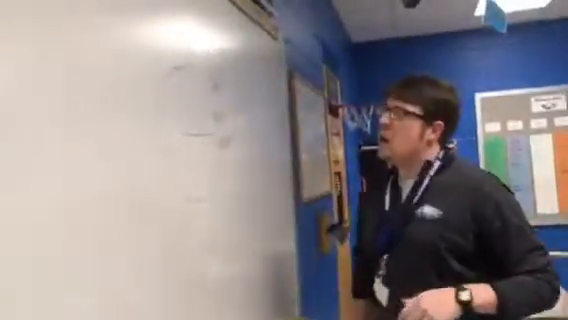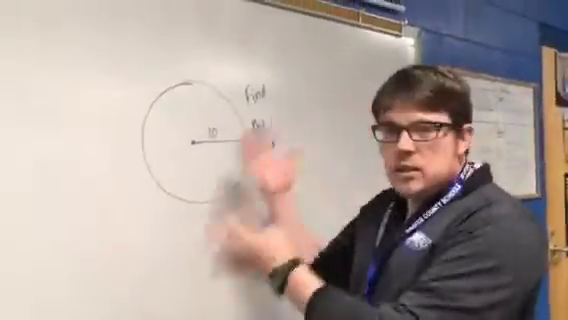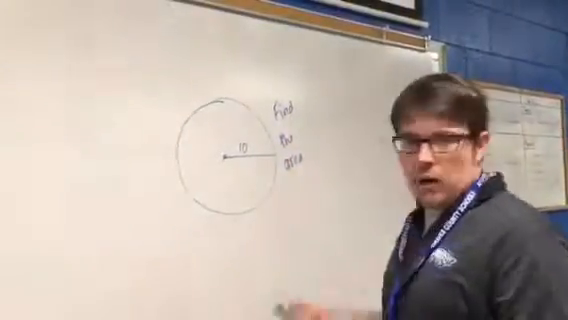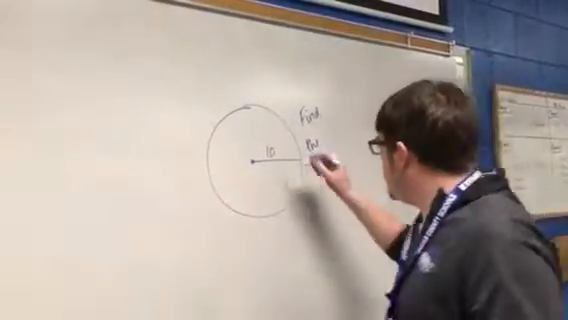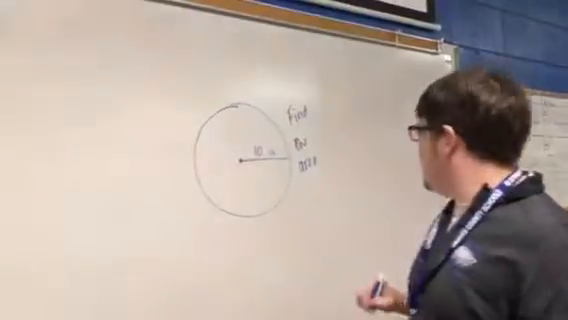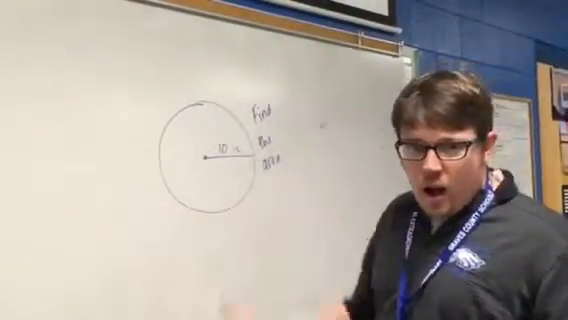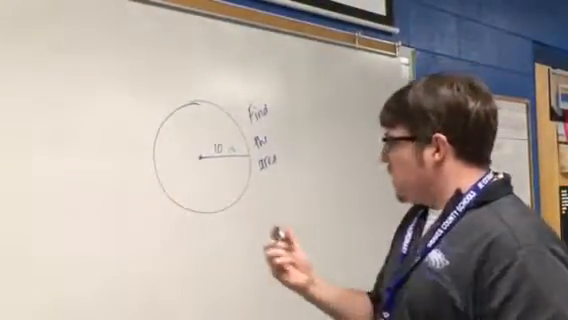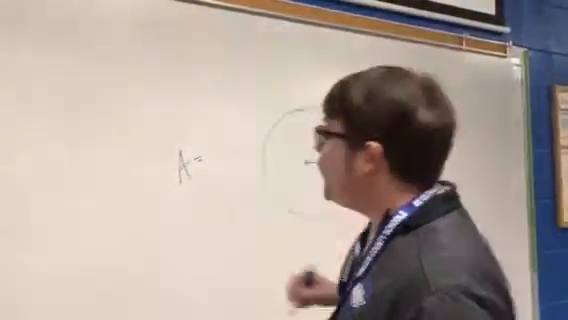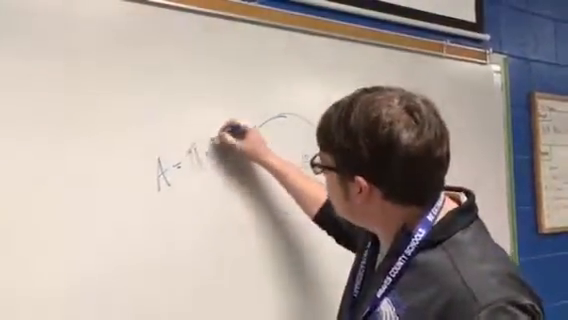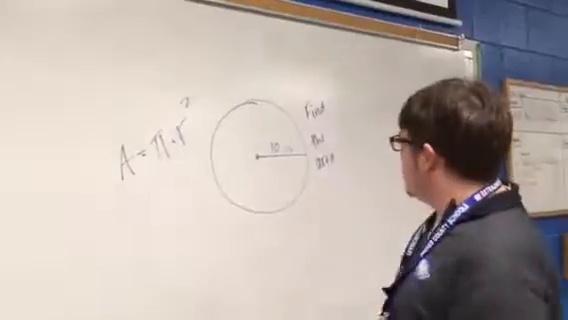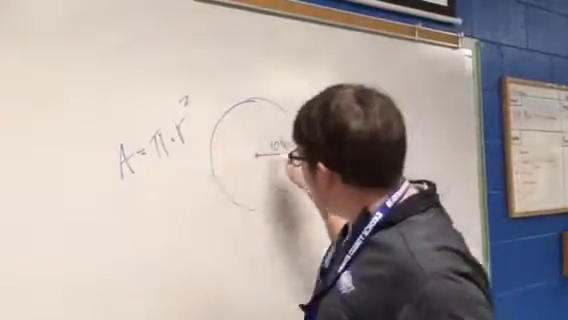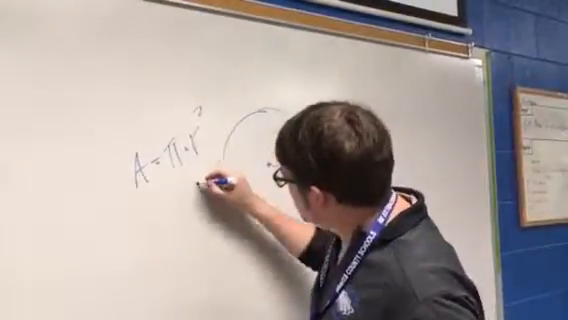We'll show you how to work an area problem. Let's say that somebody says the radius of a circle is 10 inches, and we're going to find the area of that circle. To find the area of a circle, you take the formula, which is pi multiplied by radius squared. Since your radius is 10, you put 10 in the place of r, which represents radius.